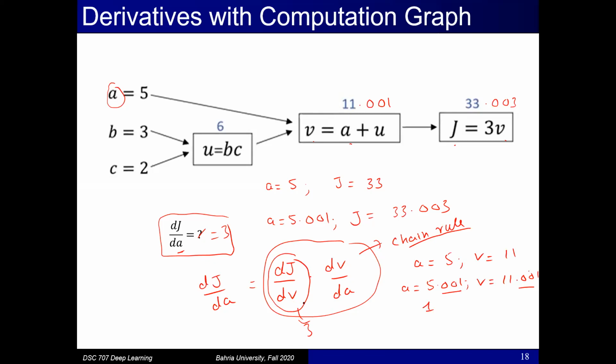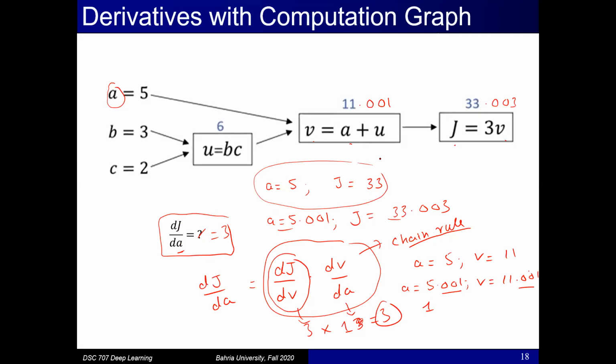So it means this number is 3, this number is 1. Sorry, not 3, this number is 1. And when you multiply them together, you get 3. So you see, the derivative of J with respect to A is 3. We computed it directly using this, and we computed it indirectly using the chain rule, and we are getting the same thing, right? So in this case, it was a small computation graph, so you could compute directly.